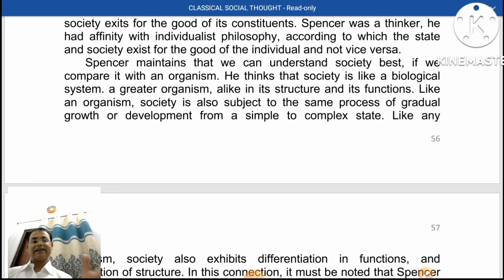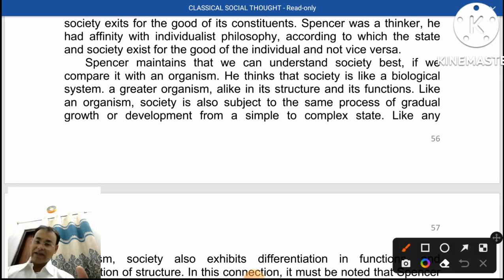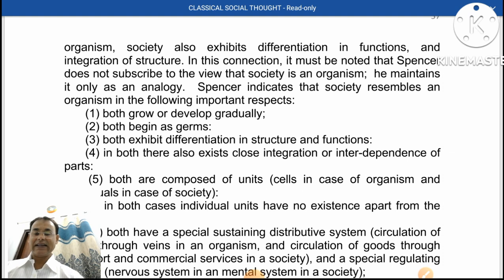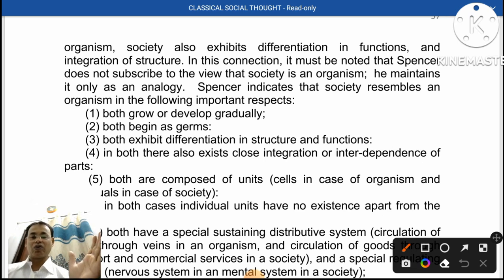Spencer maintains that we can understand society best if we compare it with an organism. He thinks that society is like a biological system, a greater organism, alike in its structure and its function. Society is also subject to the same process of gradual growth or development from a simple to a complex state, like any organism. Society also exhibits differentiation in function and integration of structure. In this connection, it must be noted that Spencer does not subscribe to the view that society is an organism. Society is not just an organism; its function is like an organism. He maintained it only as an analogy, just an analogy.